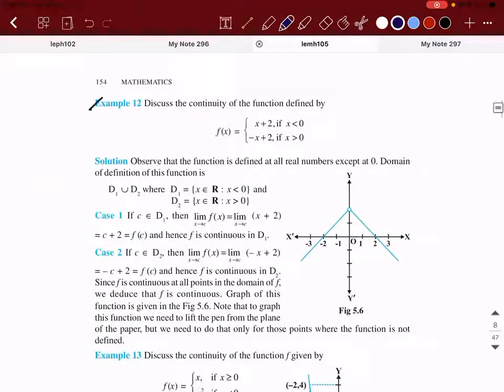Do this. Discuss the continuity of the function defined by f of x is equal to x plus 2 if x is less than 0, minus x plus 2 if x is greater than 0. Even before you solve this question, can you tell me whether it is going to be continuous or not? Because they didn't give you the function value, strictly less than 0, strictly greater than 0. Left limit and right limit might be the same, but since we don't know the function value, it is by default going to be discontinuous only. But show those steps.